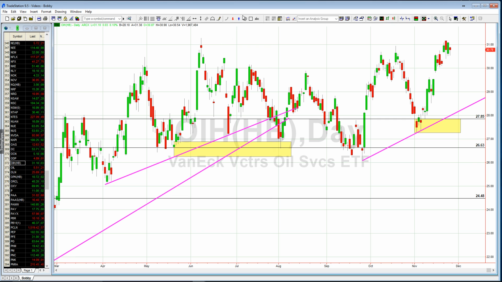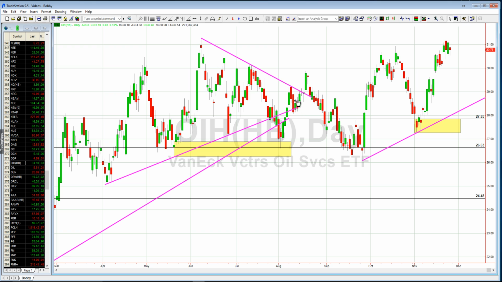Okay, it works the same way with our supply lines. Okay, as you can see, once we had these two pivot highs, we drew this line. This third time it came right up to it and bounced off of it.